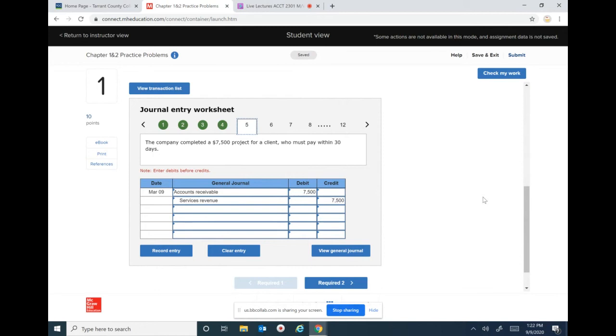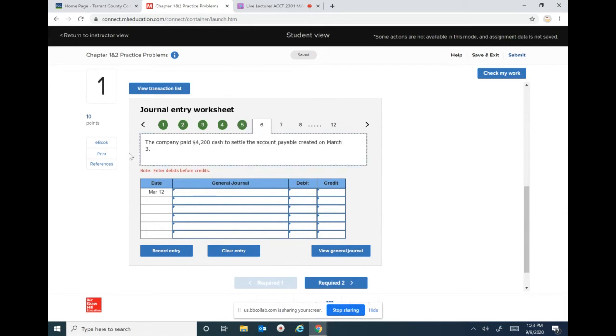And then look at number 5. In number 5, accounts receivable is the method of payment. The customer will pay within 30 days. So basically the customer has made a promise and no cash is collected at the time.